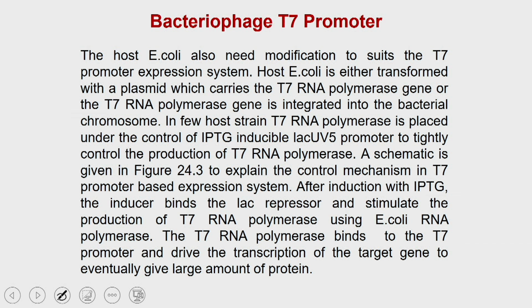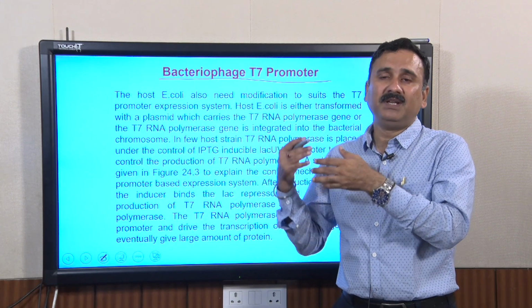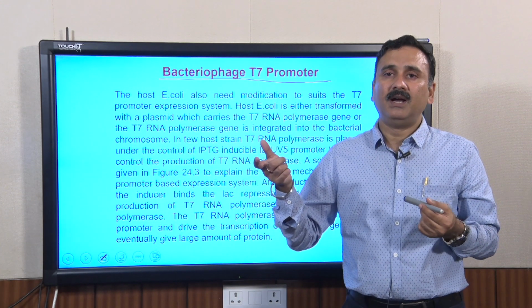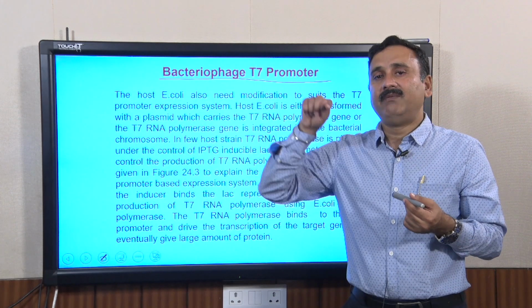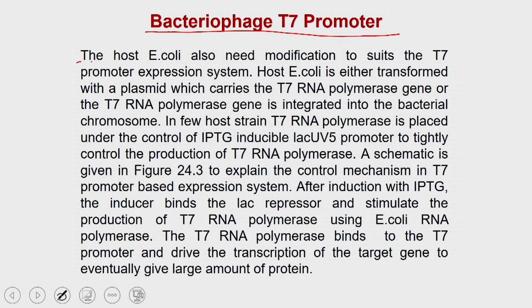Now, in some cases when you use the bacteriophage T7 promoters, you can also modify the host strain, such as the E. coli strain. You can overexpress some of the proteins onto the chromosome of these E. coli, and that is how you can modify the host to get an even tighter control over protein production. So, host cells also need to be modified to suit the T7 promoter expression system.